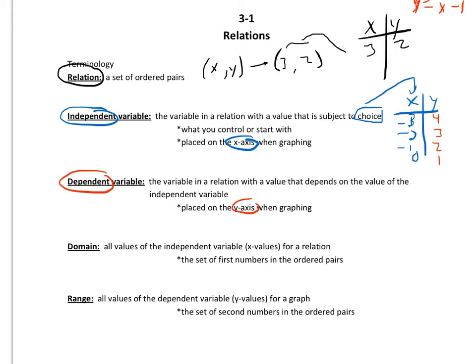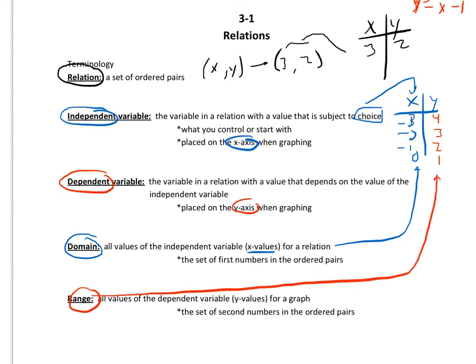Now, domain and range are, again, new words, but referring to the same thing. Domain refers to what am I allowed to plug in, and are there any limitations? So the domain is still the x values, and the range is still the y values. But we're talking in much broader terms. When you say domain, you're saying what are all the possibilities that I could plug in, and the range would be what are all the possibilities I could get out. Whereas independent and dependent values are being more specific and saying what you're plugging in.